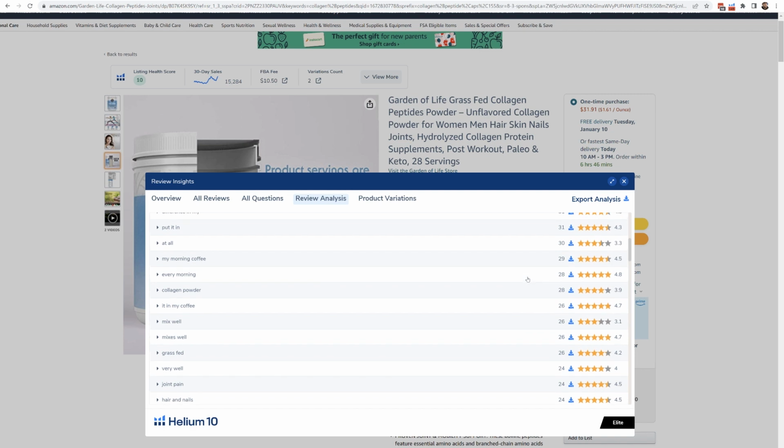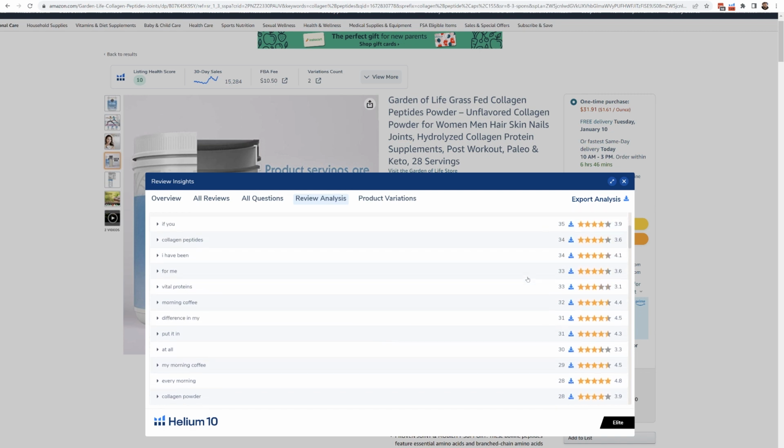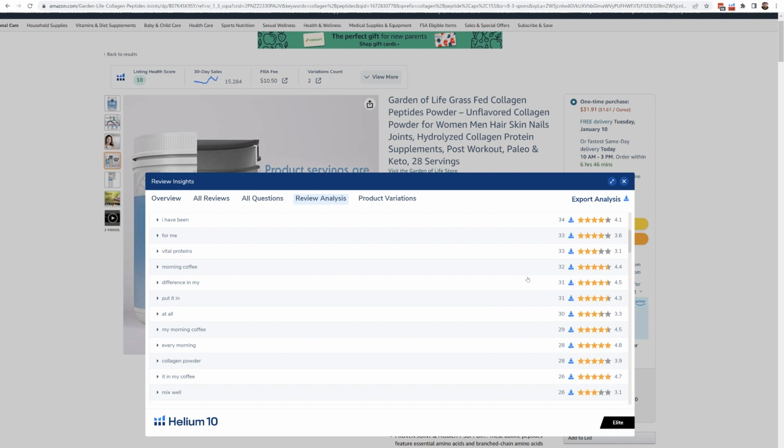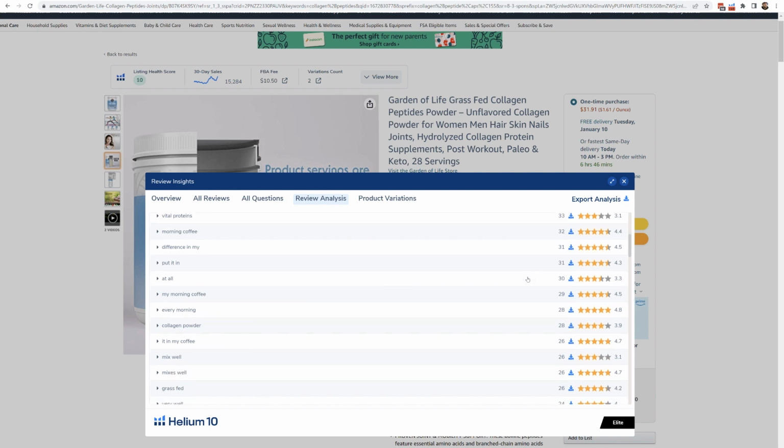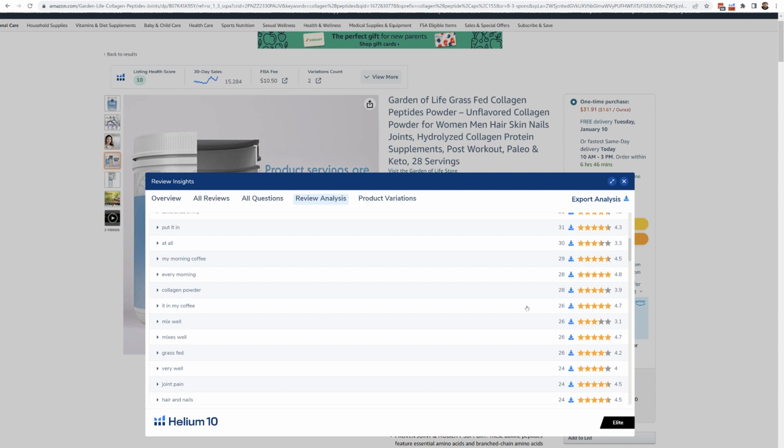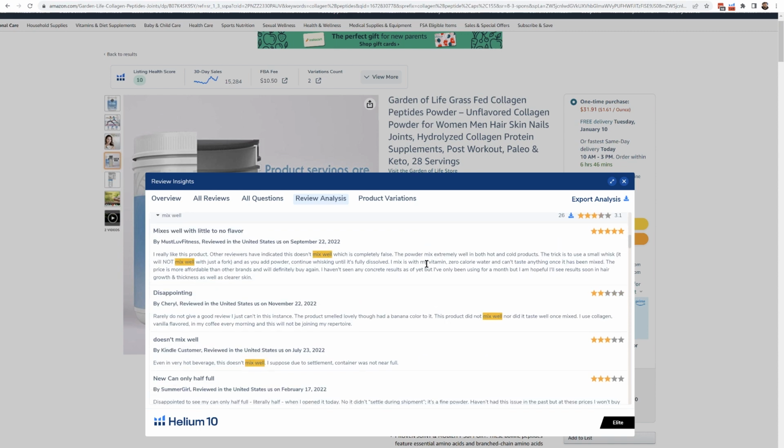Now, on the flip side, let's look for something that has maybe like 3.5, 3 or fewer stars on this product. So look at this one here, 3.1 stars. That's probably on the low side for this product. And sure enough, look at this. It's called "Mix Well." And when I expand it out, I read these reviews. It says, "This doesn't mix well."